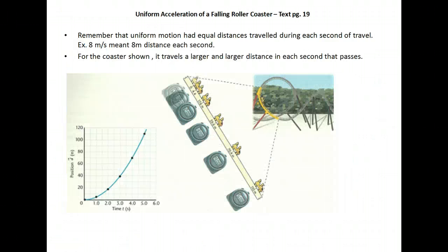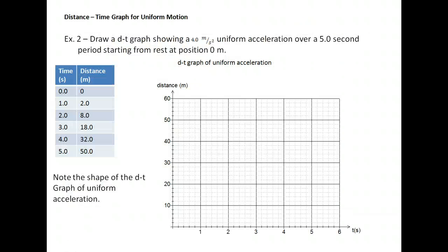To our next slide. We had talked about this one in class. And then here, second question. Draw a distance time graph now. So not a velocity time graph, but instead we're asked for a distance time graph. And it's another object with a uniform acceleration of 4.0 meters per second squared. And that's happening over a 5-second period, and it starts at rest at a position of 0 meters.